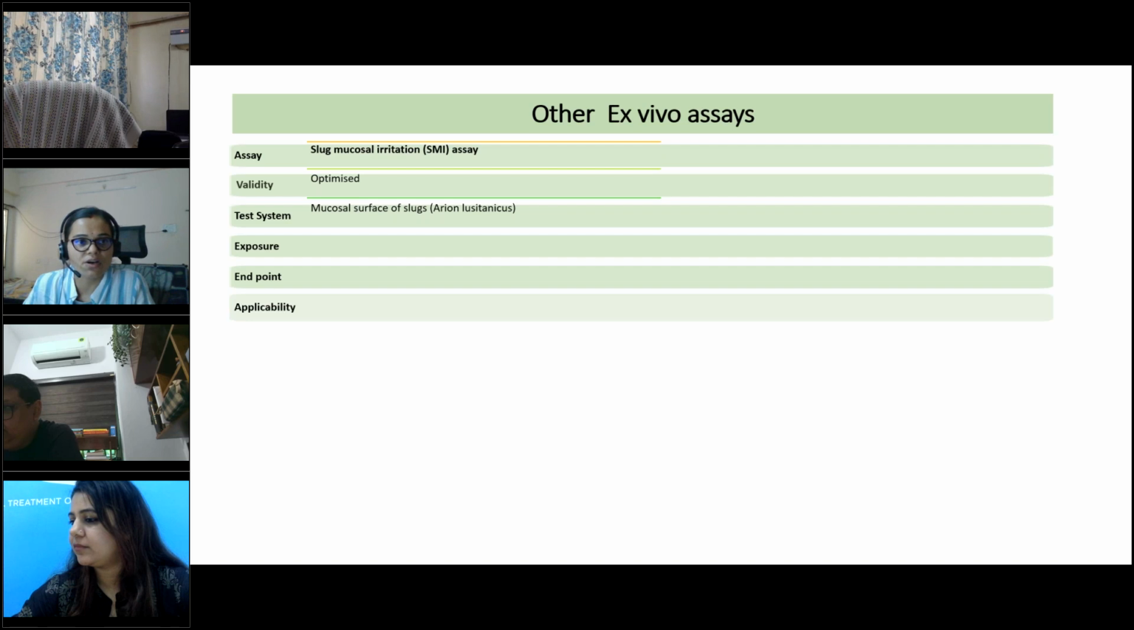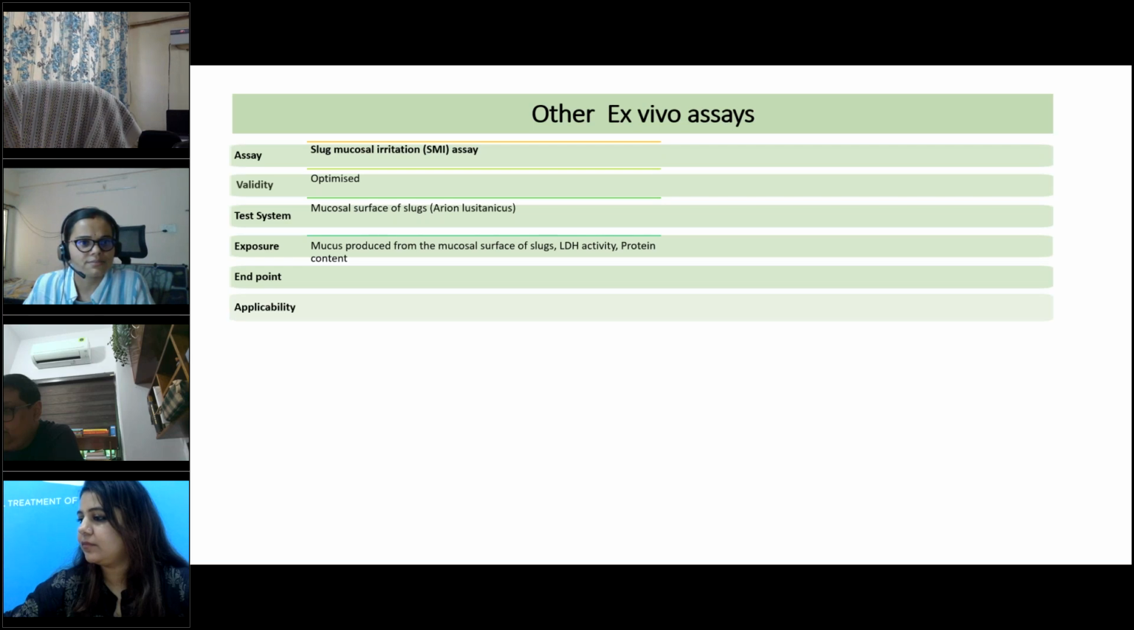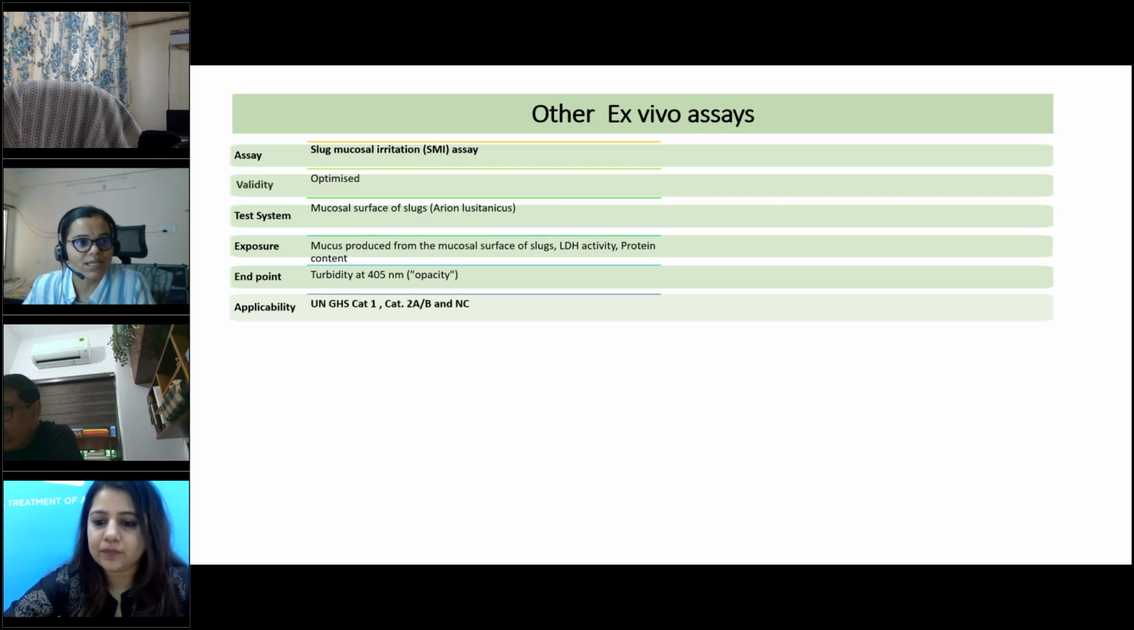it uses the mucosal surface of slugs, Arion lusitanicus. The exposure is made directly to the slugs as such. The endpoint is the mucus produced from the mucosal surface of slugs. LDH activity and protein content are measured, using the turbidity at 405, that is the opacity. And the applicability is, this is used for categorization of chemicals as 1, 2A, 2B, and non-category.